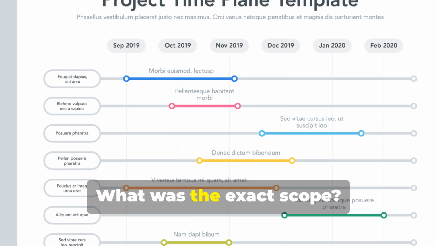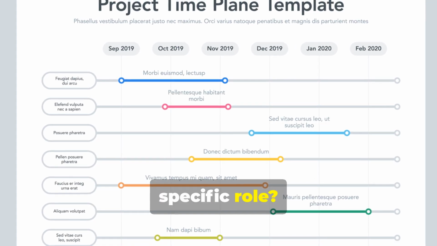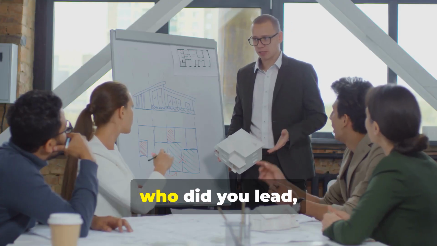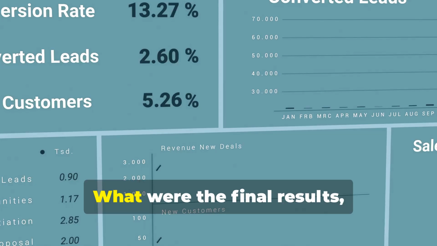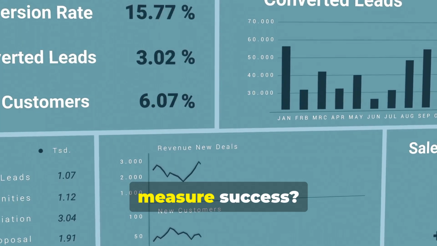Follow up, what was the exact scope? What was your specific role? What plan did you develop? Who did you lead? What were the biggest challenges, and how did you overcome them? What were the final results, and how did you measure success?